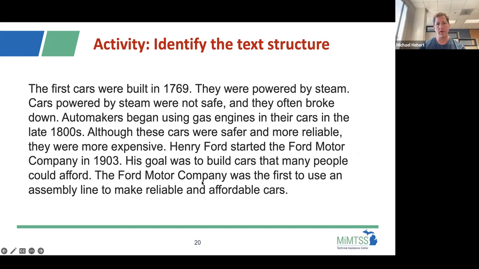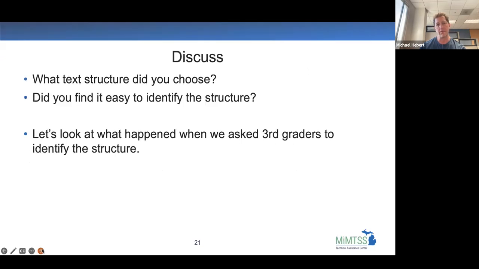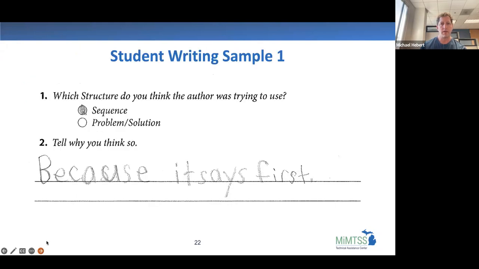So that's great. Actually, when we wrote this, I wrote this passage with a colleague, Janet Bohati, and we were intending to write a sequence. So that's what we did. When they were built, we put dates in there. We wanted to really show that this was a sequence of events that happened. But then we asked kids. We asked some third graders to identify the text structure for us. And here's what they said.